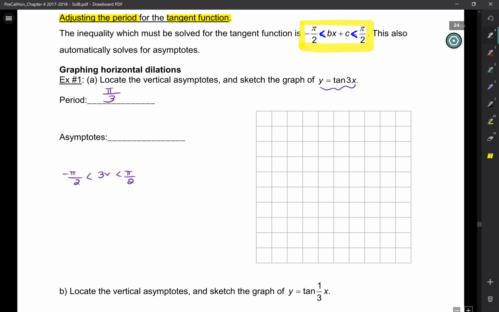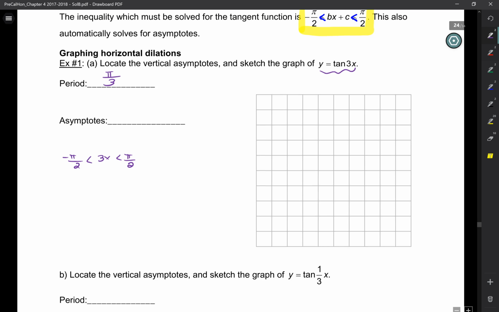Okay? Let's divide everything by 3. So we get negative pi over 6 to pi over 6. So we're starting at negative pi over 6, we're ending at pi over 6. The distance, you realize, is pi over 3.